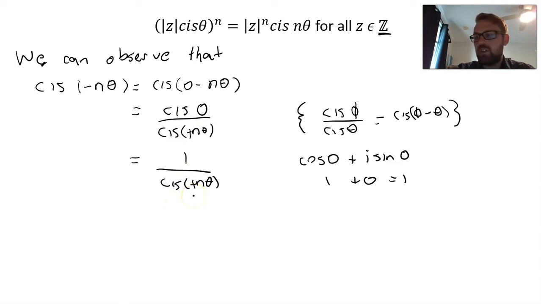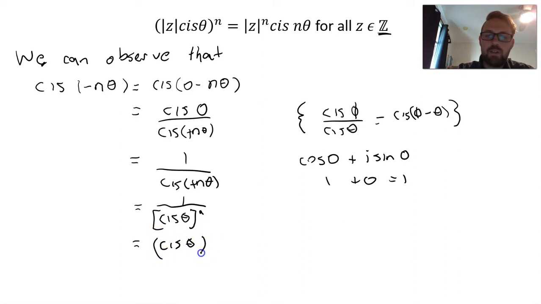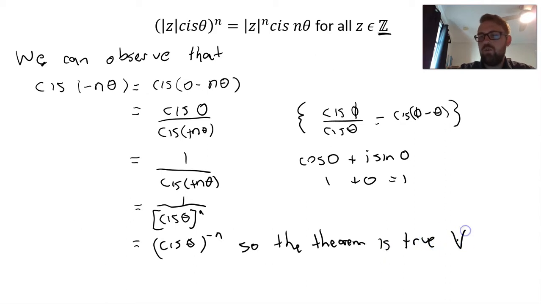So the next thing I can do is write this as 1 over cis theta to the power of n. That's another rule: when we have the power of cis, we can just bring it down in front. So that's going to be true, and if we put this back to the top, we can say this is equal to cis of theta to the power of negative n. So what we get is that the theorem is true for all n belonging to the integers, and that can be plus or minus.